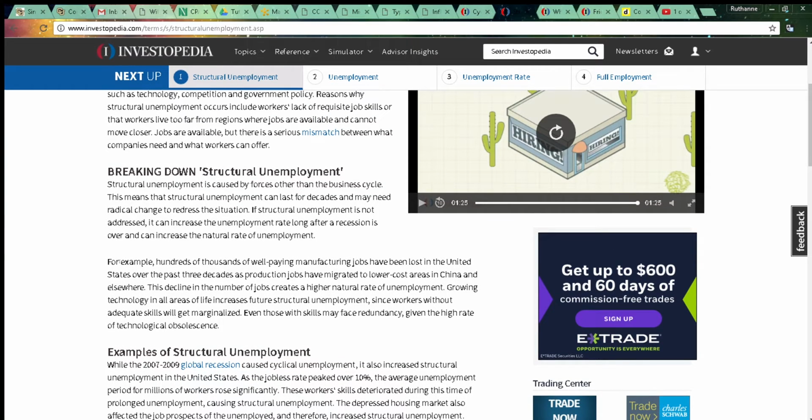They also bring up the example of well-paying manufacturing jobs being lost in the United States over the past 3 decades because the costs for producing in the United States have increased while the costs for producing in China and other third world countries have decreased. So the large companies that at one point made a lot of their stuff in the United States have now outsourced to countries where the cost of living is lower and they can get away with paying their employees a much lower wage than what they would have to pay an American in the United States to do the same job. Okay.